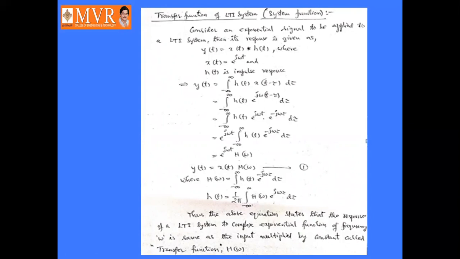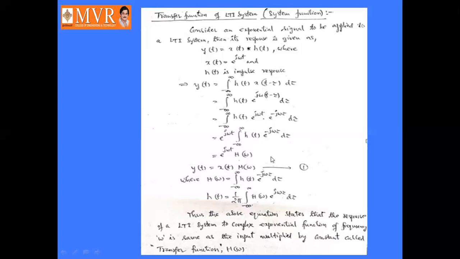That is e power j omega (t minus tau), d tau. That is equal to the integral from minus infinity to infinity of h of tau into, this is in the form of e power a plus b. So e power a plus b is e power a into e power b. That is e power j omega t into e power minus j omega tau d tau. So extract e power j omega t outside. So e power j omega t into the integral from minus infinity to infinity of h of tau into e power minus j omega tau d tau, right?